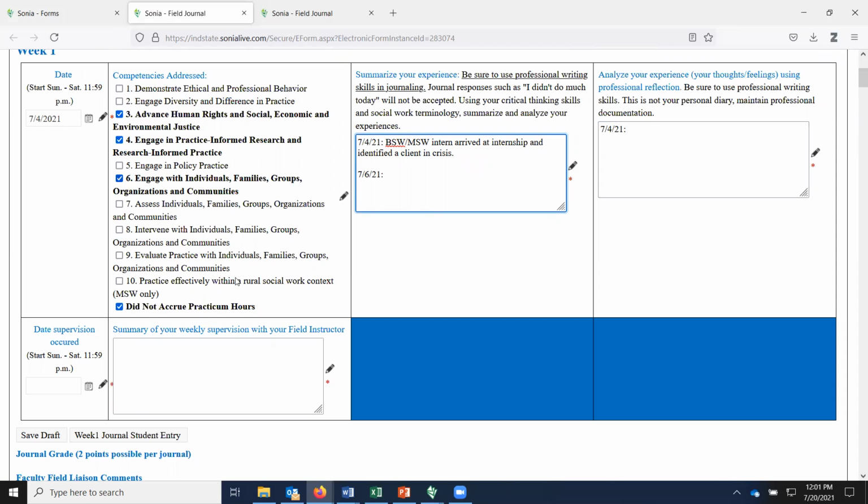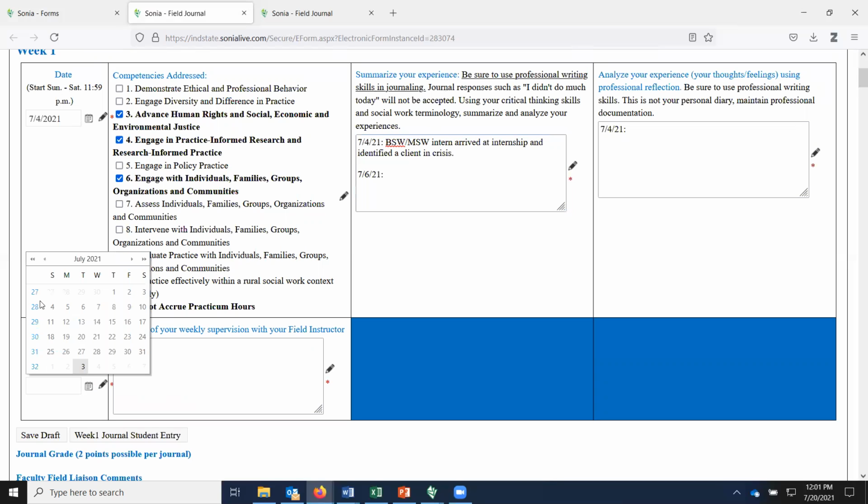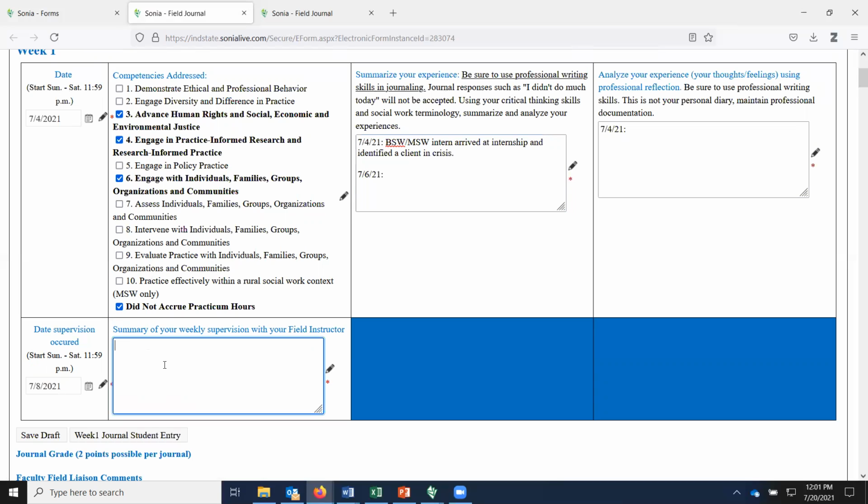So you have to submit your journal once a week, and the due dates, check with your course instructor to find out when the due dates are. All students are required to have supervision for each week that they're in field. So again, you would come in here, click the date that you had supervision within that week, might have been Thursday the 8th, and you would identify a summary of your supervision. The summary of your supervision really recaps what you have talked about in terms of your learning plan and your competencies, talking about ethics and values, cultural competence, all of that that should be happening with your supervisor each week. You would just summarize in here.